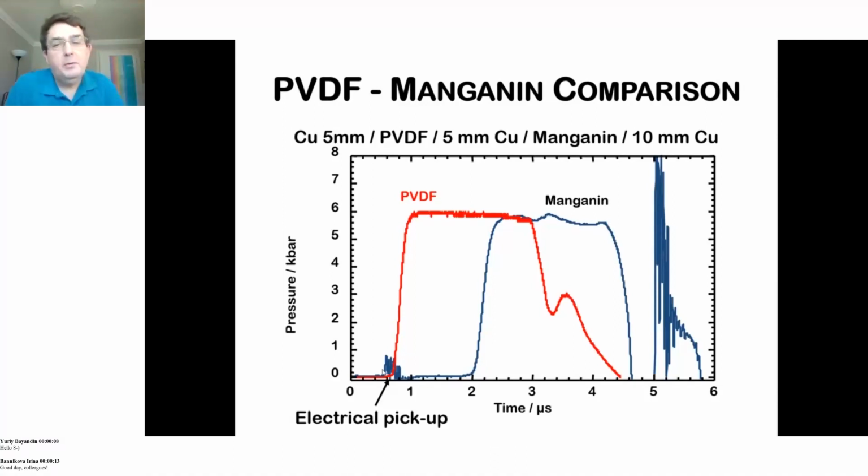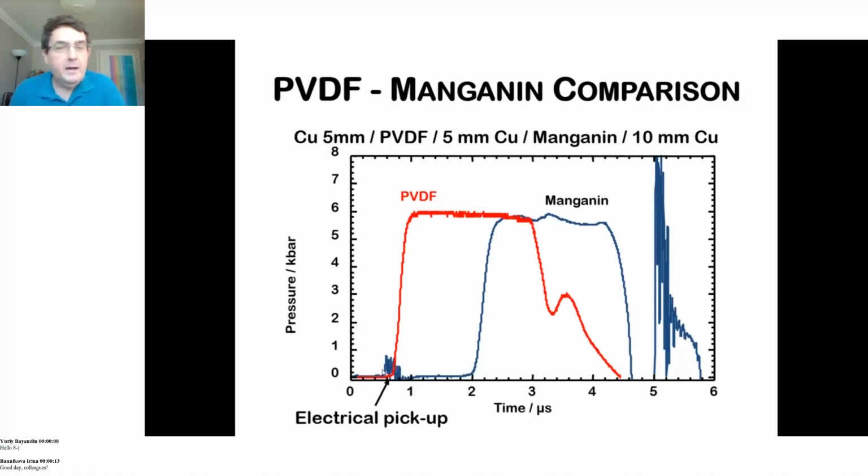So here is an example of an impact upon a copper target that was 5 millimeters thick. We had a PVDF gauge, then 5 more millimeters of copper, then a manganin gauge, and then 10 centimeters of copper on the back. And we struck that with a copper impactor going at about 500 meters a second. And here we see the pressure measured in the gauge, or stress in the gauge to be more correct. Stress in the PVDF gauge went from 0 up to around 6 gigapascals fairly quickly.